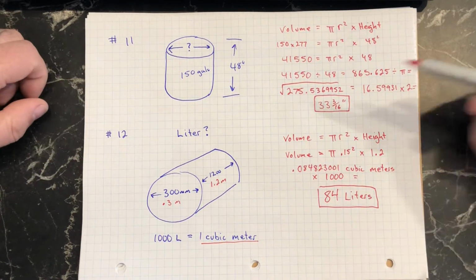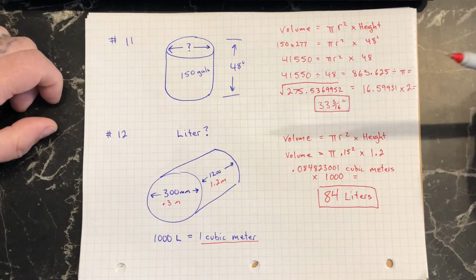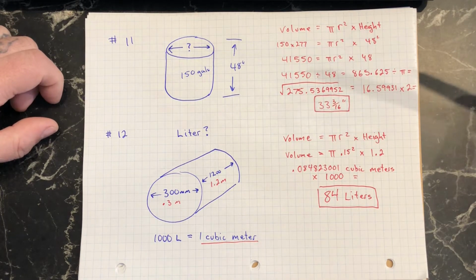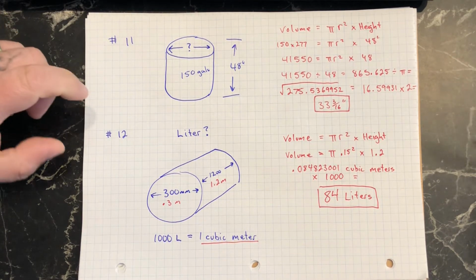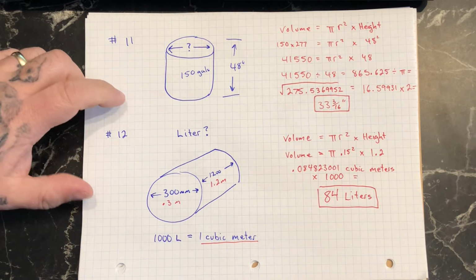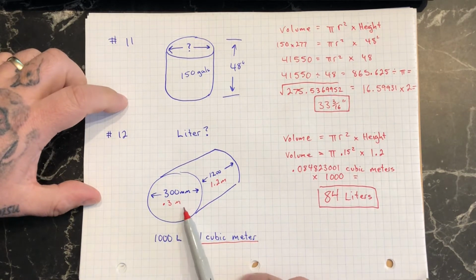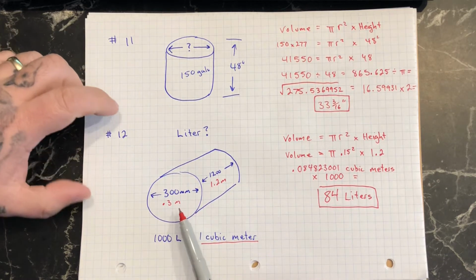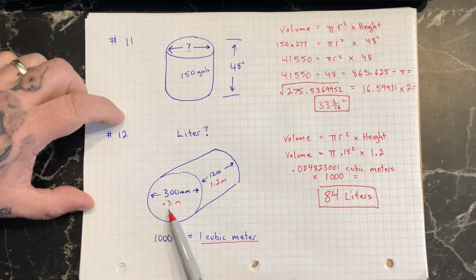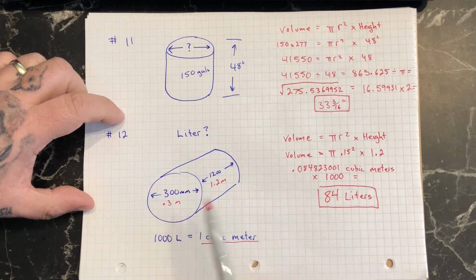The next question here is very similar. It's just in millimeters, and we're looking for capacity in liters. The best way to do this is to change the millimeters into meters. So if you just divide them by 1,000, you get 0.3 meters and 1.2 meters.